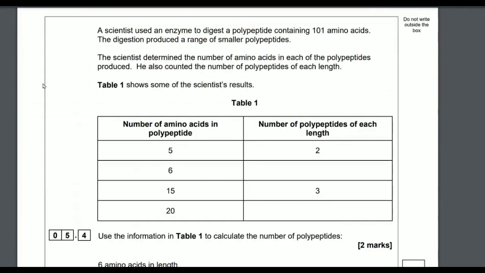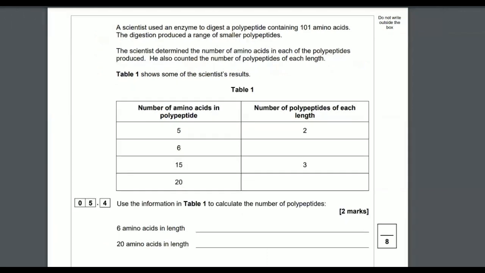Okay, we've got another little maths question here. A scientist used an enzyme to digest a polypeptide containing 101 amino acids. The digestion produced a range of smaller polypeptides. The scientist determined the number of amino acids in each of the polypeptides produced. He also counted the number of polypeptides of each varying length. Table 1 shows some of the scientist's results. As soon as you see something like this, there's 101 amino acids. They've given us that info for a reason. So this first one here has 5 amino acids, and there are 2 of them.